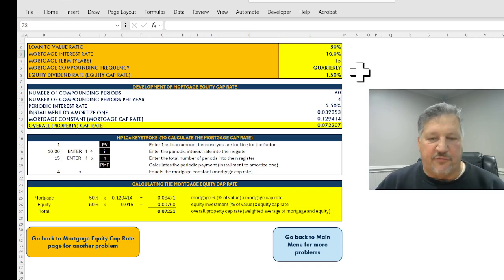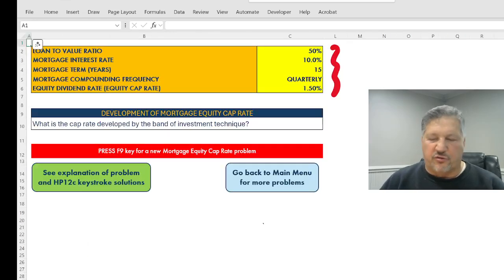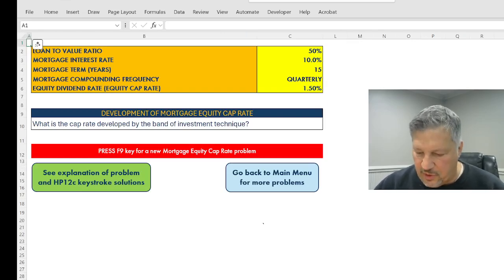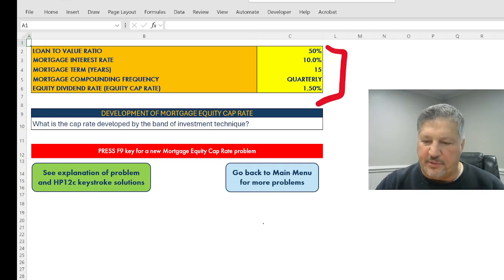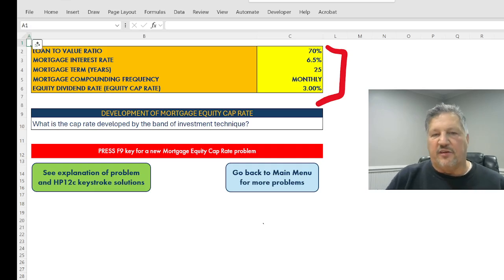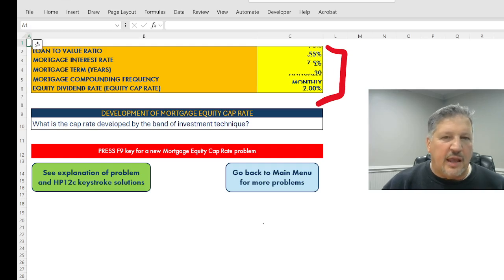So let's go back for the moment by hitting this button down here to go back to the mortgage equity cap rate screen. And this time, let's take a look at what happens when we press the function F9 button. If we were to press that and watch up here what happens to our variables, each time I press the button, a new set of variables comes up. So I can practice these problems, and if I'm looking to have additional work for monthly problems, I can go ahead and just keep scrolling through until I see a monthly problem.